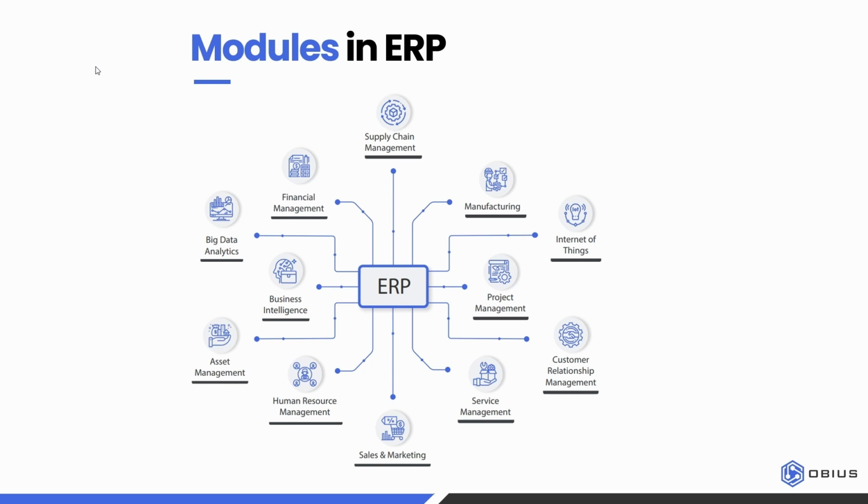This was a very high-level overview of what ERP is and what ERP stands for. Obius is an all-in-one DLT-based ERP software which enables all these modules you currently see on screen and also keeps track of digital resources. More on this topic can be found in our white paper.